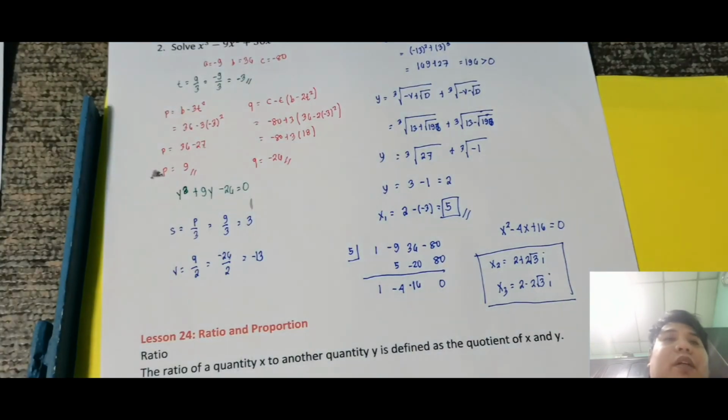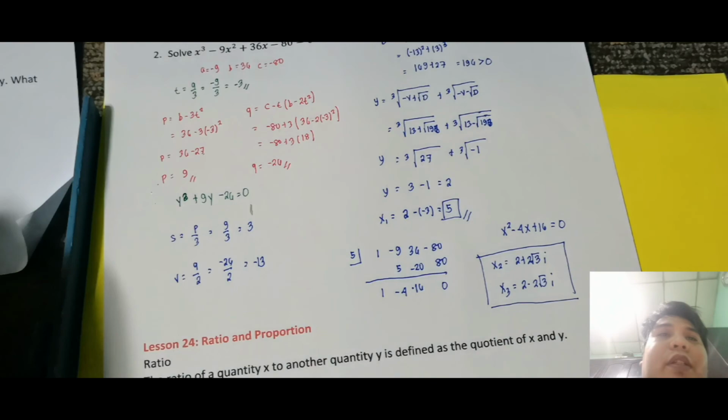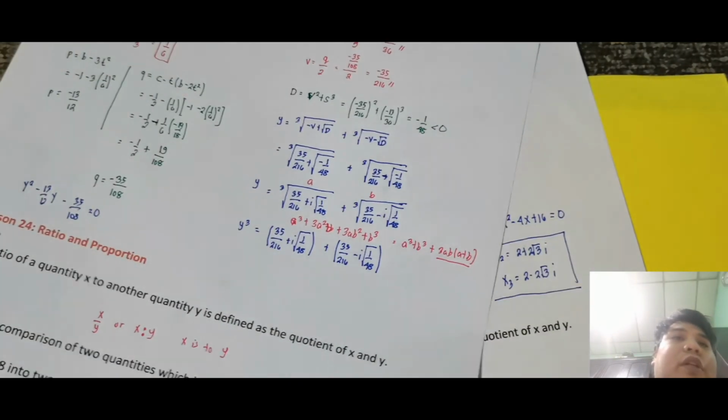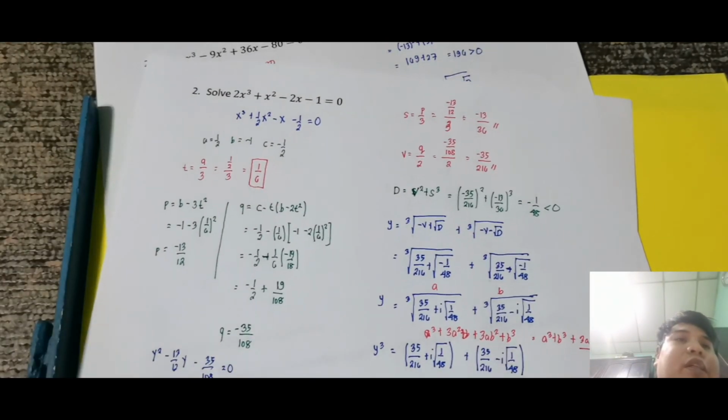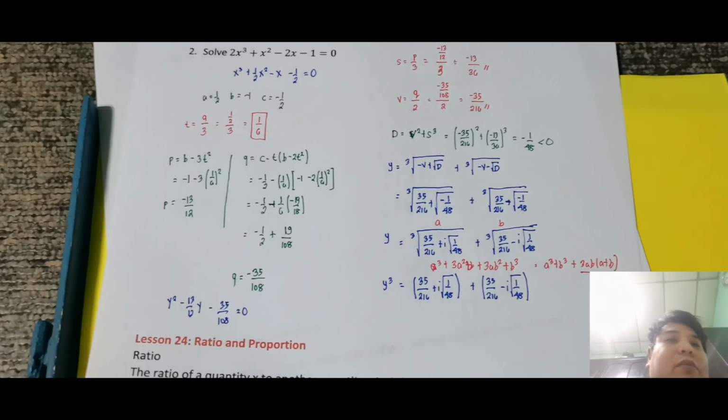So ulit, ang medyo naging problema ni sir kanina is ito. Whenever na-encounter natin yung discriminant na less than 0, I think kahanap muna ako ng possible way para ma-solve yan.